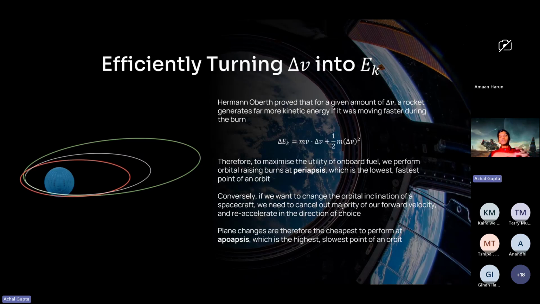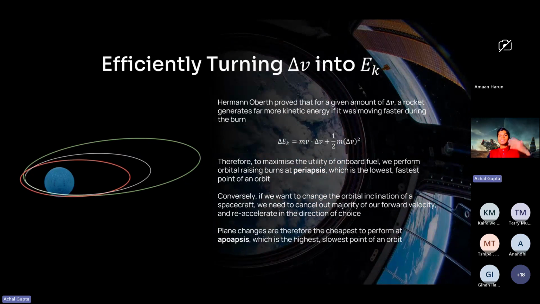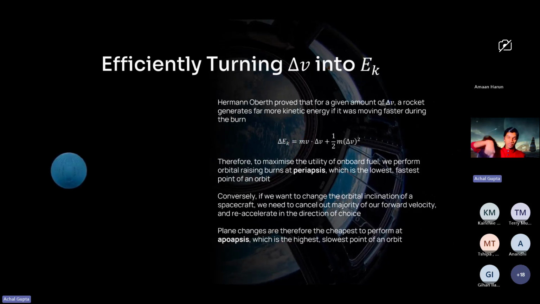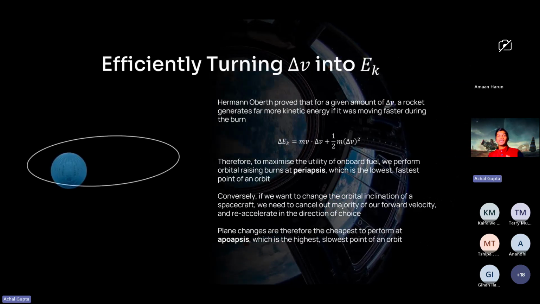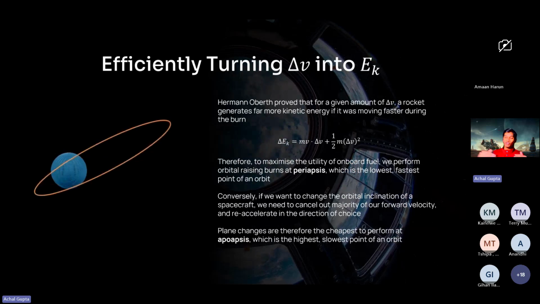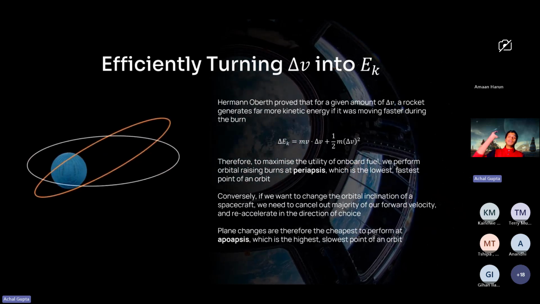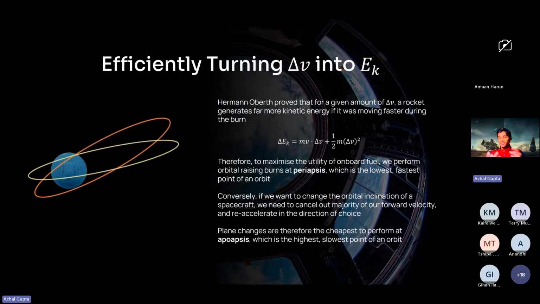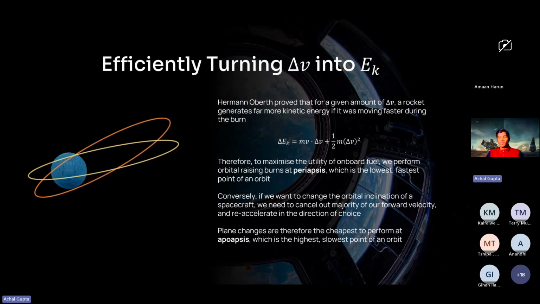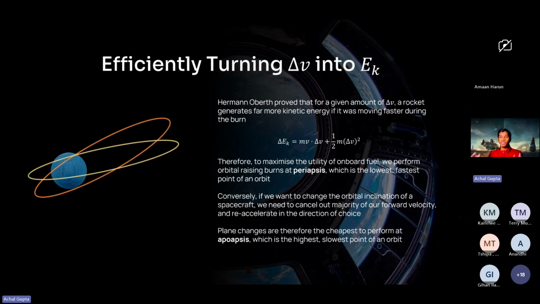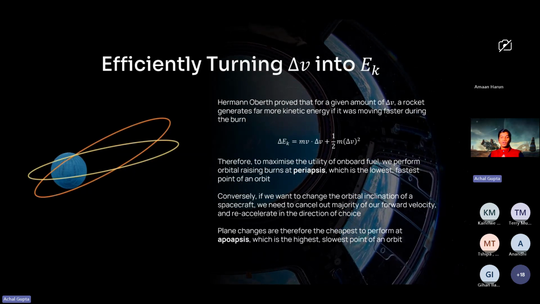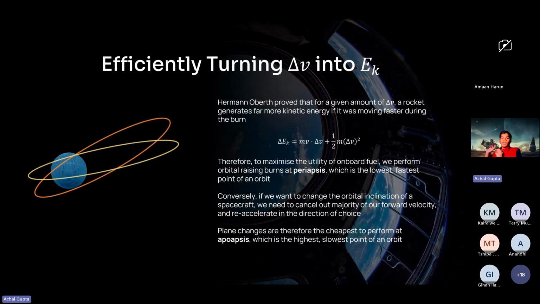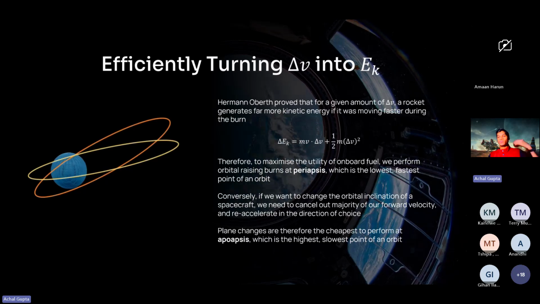However, if we want to change the orbital inclination of our spacecraft, say from an equatorial orbit to a polar orbit, then we need to essentially cancel out all of our lateral velocity and then burn in a vertical direction to create new velocity. This is most efficient to do when we're moving the slowest, because we're essentially zeroing our velocity and starting from scratch. So we must do this at apoapsis, when we are highest and furthest away from the gravity well and moving at a very slow speed.